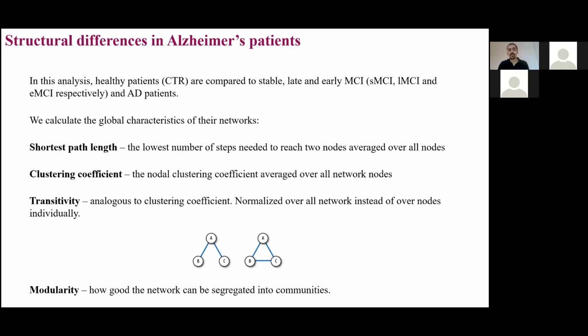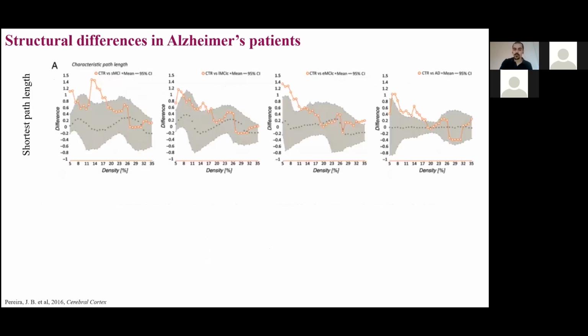And this is very shortly to remind you that the shortest path length is the steps that you need to reach two nodes, averaged over all nodes. The clustering coefficient is basically the nodal clustering coefficient that I was explaining earlier, averaged over all nodes. Transitivity is something similar to the clustering coefficient. It measures the same thing. And modularity is how well a given network can be segregated into communities, just as a reminder, because this is what I'm going to show you now.